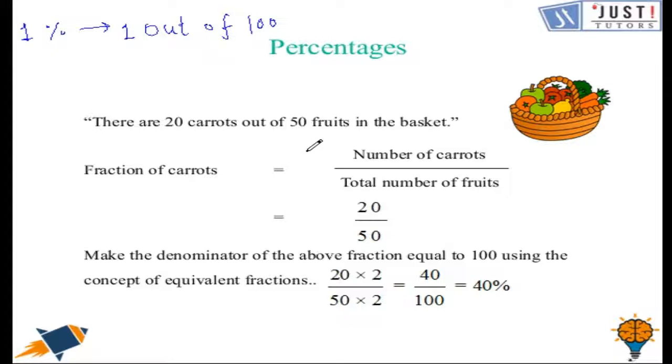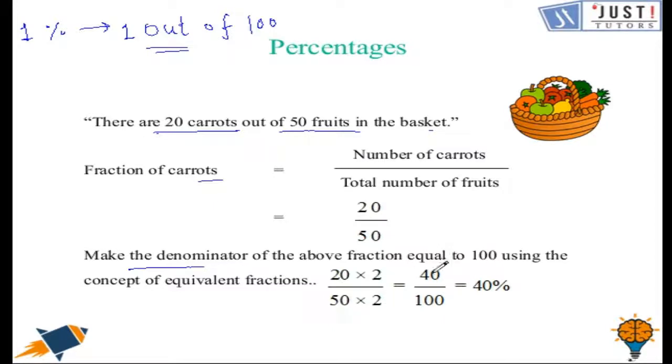For working with percentages, we can use the fractions again. As in this example, there are 20 carrots out of 50 fruits in the basket. So for the fraction, number of carrots over total number of fruits, we will get 20 over 50. And as we have discussed, percentage is out of 100, so we will try to make it out of 100. For this, we can make the denominator 100 for this fraction or any fraction we are working with for percentage. We can multiply it by 2, and what we do at the bottom, we do the same at the top. So both numerator and denominator will be multiplied by 2. We will get 40 over 100.